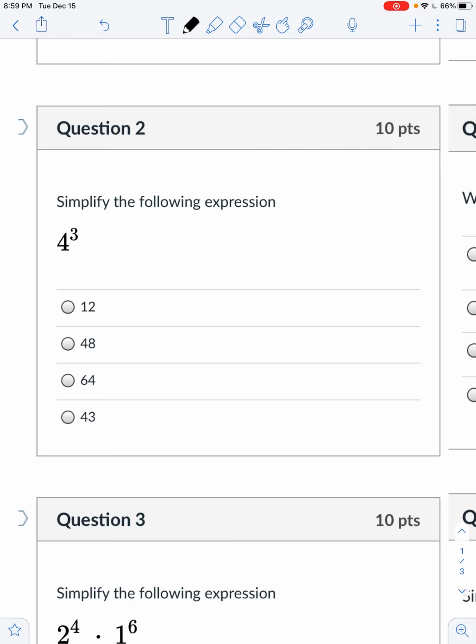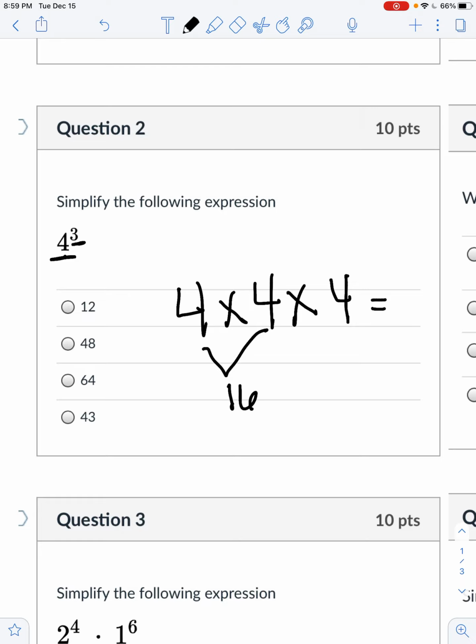Question number 2. Question number 2 says, simplify the following expression. Once again, we have an exponent, 4 to the power of 3. 4 is my base. 3 is how many times I am multiplying. And so once again, I'm going to do what I did in the last one. I'm going to start off with 4 times 4. 4 times 4 gives me 16. Then multiply times 4 again. See what it gives me.